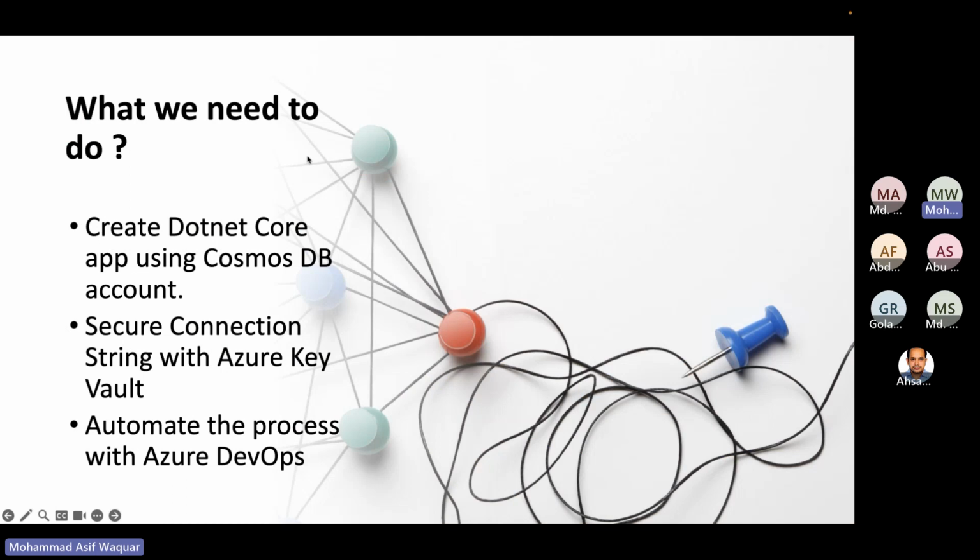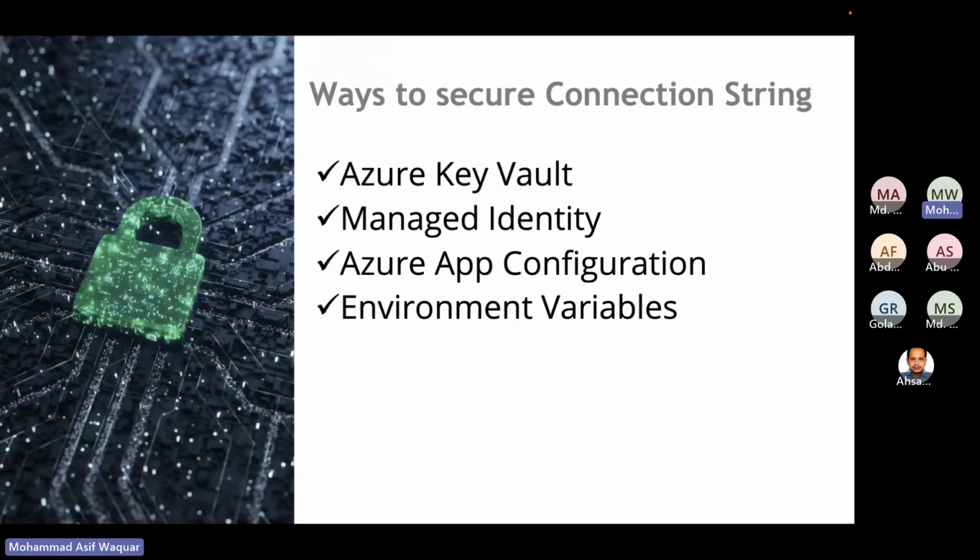What we are going to do is create a .NET Core app with a Cosmos DB account in the backend, and secure our connection string with Azure Key Vault. In the second stage, we are going to automate this process with the help of Azure DevOps. How can we secure our connection string? We can do it in a couple of ways: with Azure Key Vault, with managed identity, and third, with Azure App Configuration and Azure environment variables.